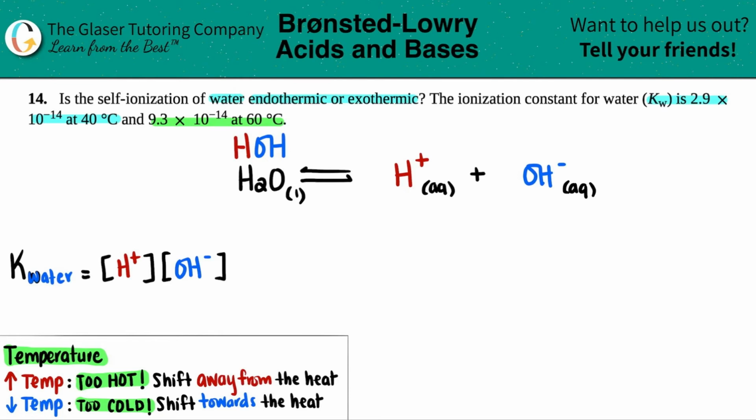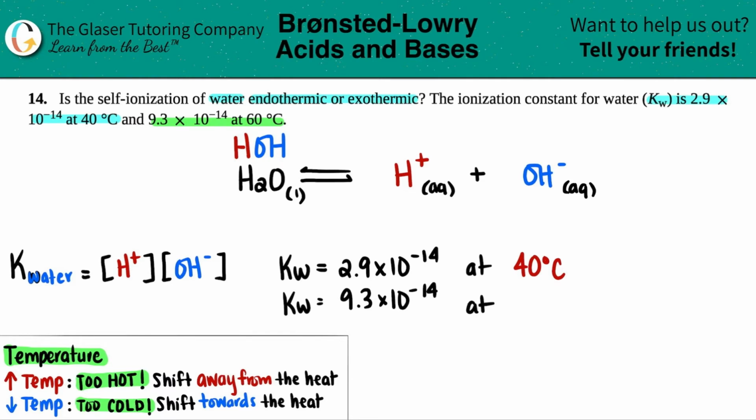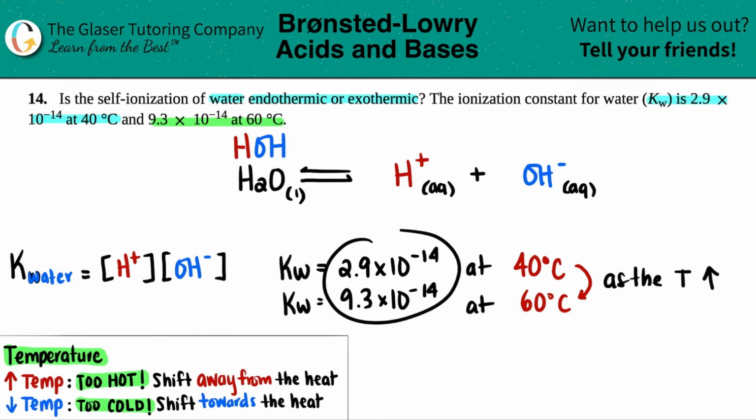Well, they gave us two types of scenarios here. They told us that we had a Kw, so maybe I'll write that over here. We have a Kw equal to 2.9 times 10 to the negative 14th, and this was at 40 degrees Celsius. And then they told us that we had a Kw equal to 9.3 times 10 to the negative 14th at 60 degrees Celsius. Okay. So now, what happened to the Kw values as the temperature increased? Did it increase or did it decrease? Yeah, it increased, right? So as temperature increased, the Kw values also increased.